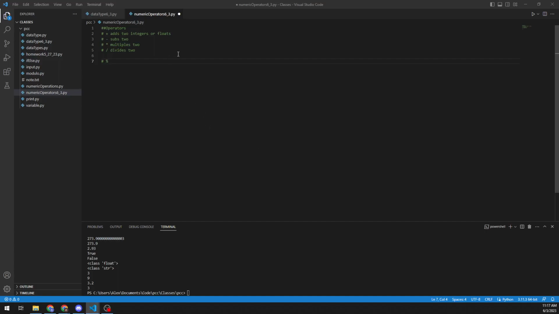So numeric operators, we already know the basic ones. The plus sign adds two integers or floats, subtract subtracts two of them. The asterisk is the multiplier, and the forward slash divides. The new one is the modulo or modulus. What that does is it divides two numbers, but only puts out the remainder.